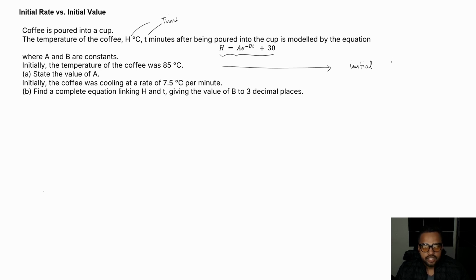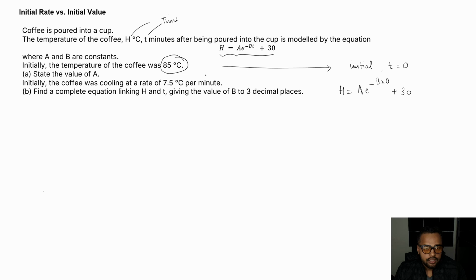It means the time interval will be 0, because no time will have passed if the initial temperature was 85 degrees Celsius, because from this only the temperature started to decrease or increase. So initially we can take T equals 0. So H equals, now plugging this value here, we'll get A e raised to the power negative of B cross T, that is 0, plus 30.